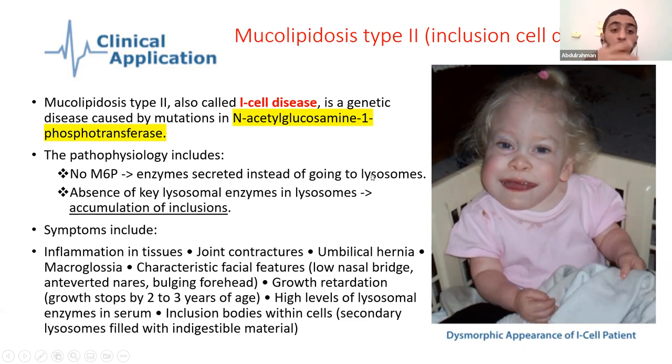And because the lysosome doesn't have its enzymes anymore, any structures from outside the cell, as they go into the cell, need to go to the lysosomes. And the lysosome doesn't have its enzymes to break down these structures. So they're gonna start accumulating inside the cell or inside the lysosomes, and they will be referred to as inclusions. Inclusions is basically just accumulations inside the cell, okay?